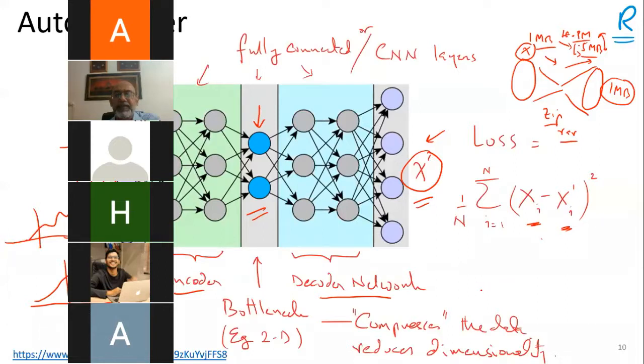Go ahead, Awais, you speak, so that your mic doesn't get muted. Can you hear me, Awais? Go ahead. Okay, we're having some trouble. I think Awais is not able to hear us.